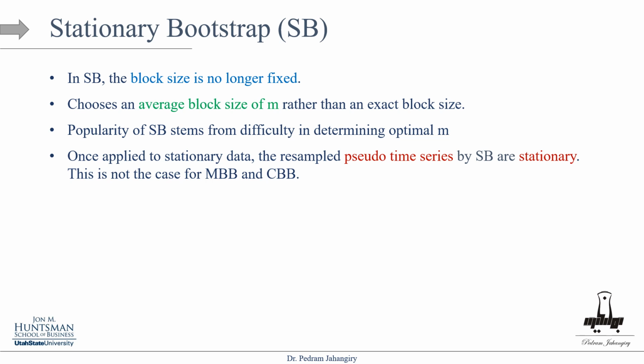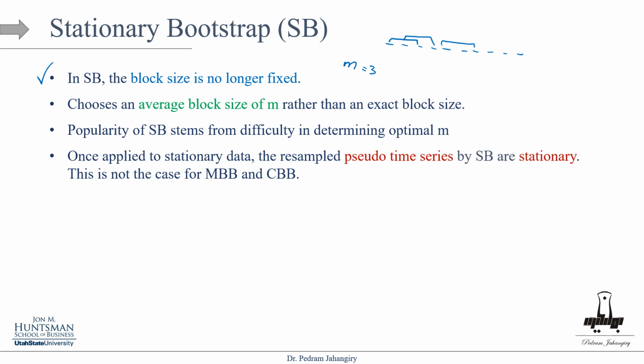So stationary bootstrap is, again, simply an extension to moving block bootstrap, but here the block size is no longer fixed. So if you remember, in our previous example, our block size was equal to 3. So we had the data and we came up with blocks of 3 observations. They could overlap, something like this. But now, in stationary bootstrap, we are going to choose an average block size of M.